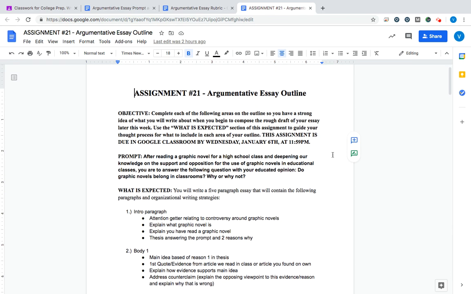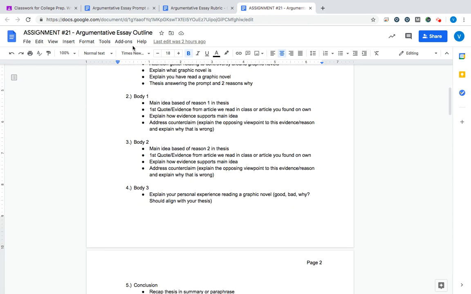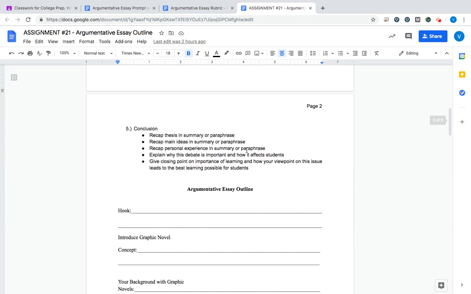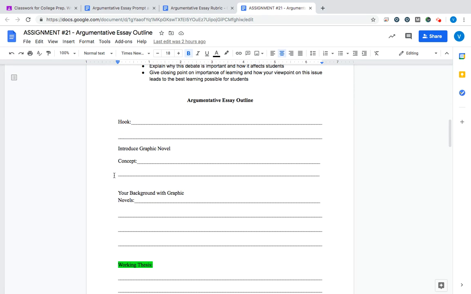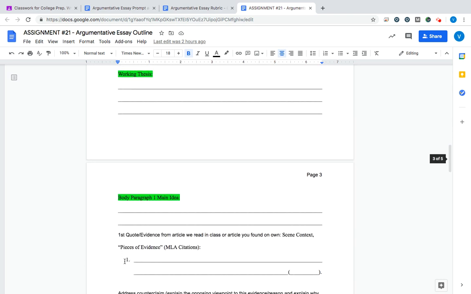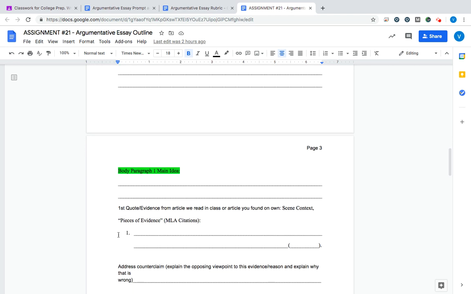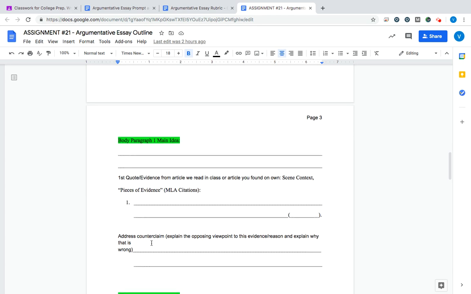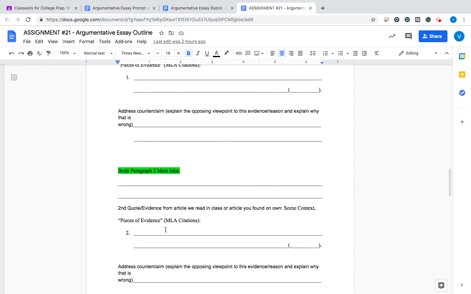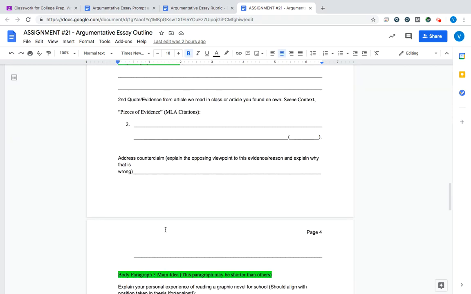The actual outline, here it is. Everything up here is the same that we went through on the prompt, so all that stuff is printed on here as well in case you need to reference it. Our attention getter, we're introducing what a graphic novel is, that we've read one, that we have our thesis, answering the prompt with at least 2 reasons. Our main idea for our body paragraph number 1, what is our quote or evidence from our article. Addressing the counterclaim. Same thing in our second body paragraph, so obviously things we would need to add later when we draft would be our link explaining that evidence, and then a concluding statement, recapping, wrapping those things up.